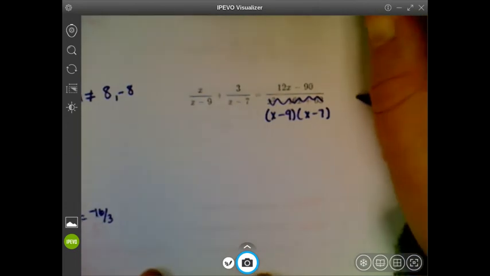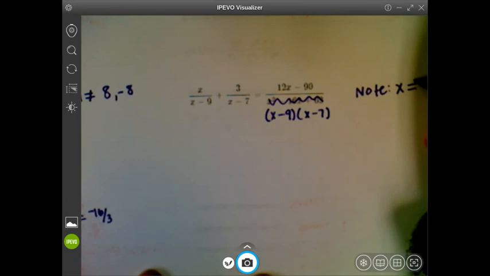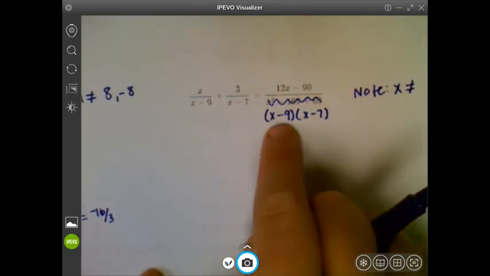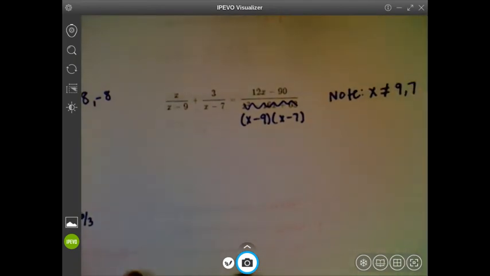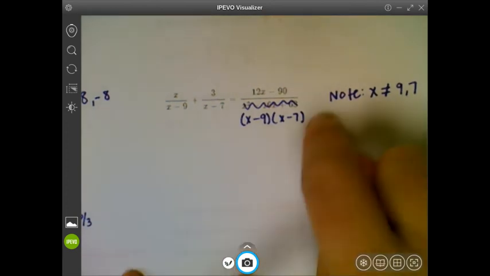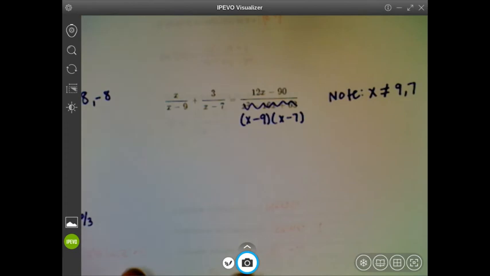So before we start, I'm going to remember this time. Before we start, let's make a note of what x cannot be. It cannot be 9. It cannot be 7. So x cannot be 9 or 7. If the answer is 9 or 7, then that's out. It won't work because it'll cause a divide by 0, and it'll be what we call extraneous.